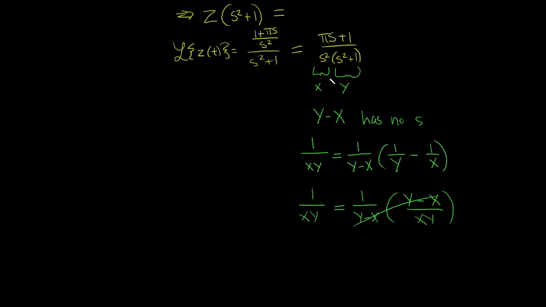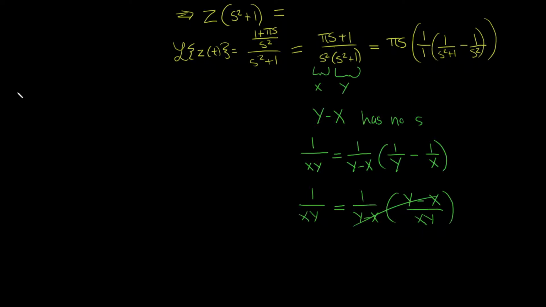It would equal 1, and we'd be able to use this special case of partial fraction decomposition. So what we can say is that this then equals pi s times this special case for partial fraction decomposition, where you have 1 over y minus x. Y minus x is s squared plus 1 minus s squared. That's just 1. Times the inside here, 1 over y, so 1 over s squared plus 1, minus 1 over x, 1 over s squared.